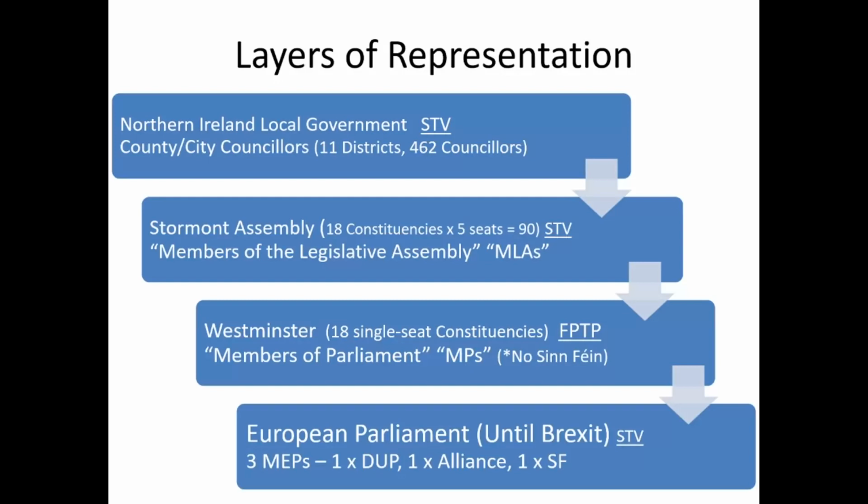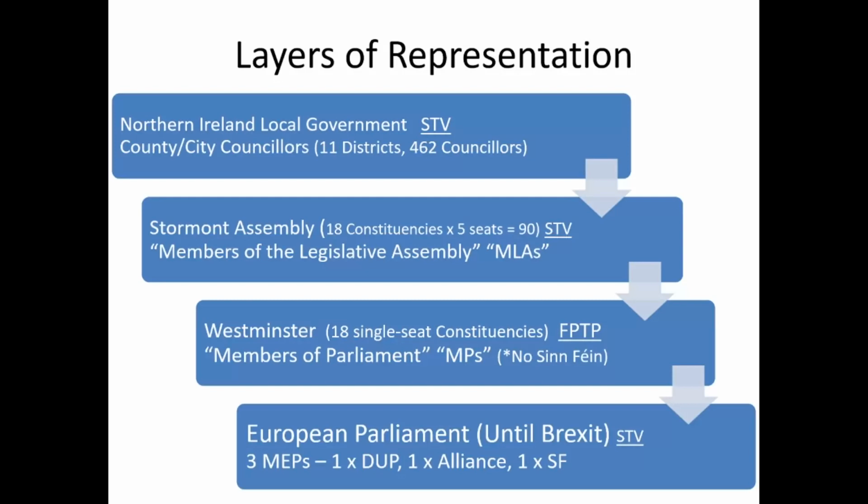The Stormont Assembly is the most important, really, for what we're thinking about, and that is basically superimposed over the constituencies for Westminster, and there are 5 seats in each constituency, making up 90 seats in total. Now, depending on the textbook you read, you might see elsewhere that it says 108 seats, because in 2017 a bill was passed to reduce the number of seats. So the last legislative assembly election was the first time this new seat number of 90 was used. And again, that's single transferable vote.